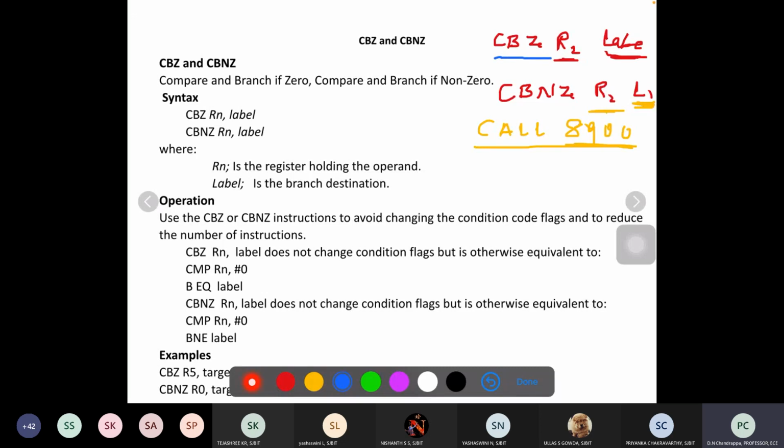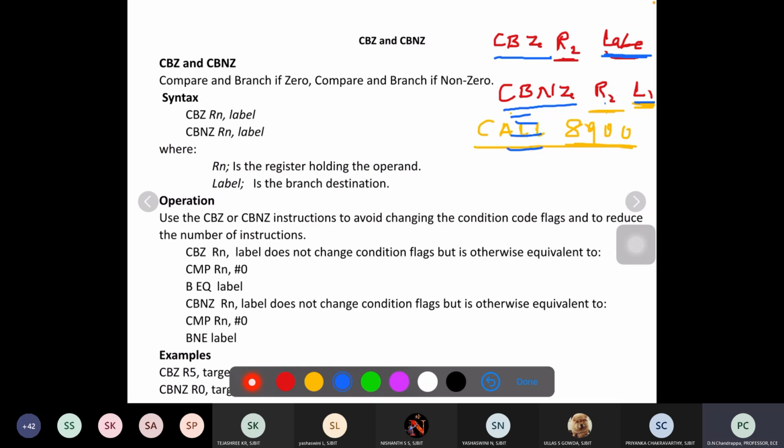CBZ, compare and branch if equal to 0. If it is 0, goes to the specified address or labeled location. Secondly, CBNZ means compare and branch if non-zero. If R2 is not equal to 0, goes to L1. If R2 equal to 0, it does not go to L1. It will continue with the remaining instructions. This is the procedure for these two instructions. These two instructions are also very important, but these two are conditional instructions.